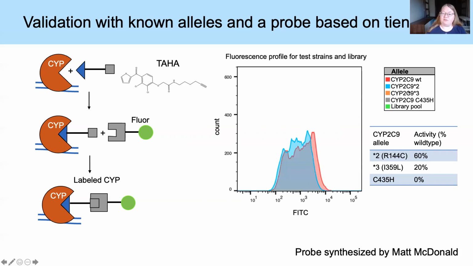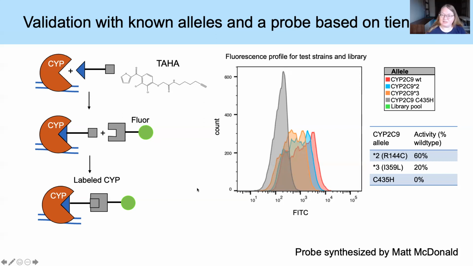We tested a few of these highly studied alleles that have really known consequences. And so this is one called the star2 allele, which has a reduction in activity. And sure enough, we see a shift to lower fluorescence there. Here is an even lower still star allele, star3. And then we have this catalytic dead mutant, which has essentially no activity. So this really was promising to us that we were able to measure CYP activity using this click assay.